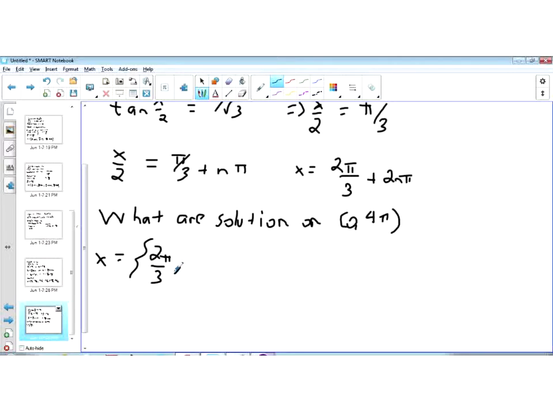So if n is equal to 0, we have 2 pi over 3. If n equals 1, we'll have 8 pi over 3. As long as we're less than 12 pi over 3, we're good. If n equals 3, we'll have 26 pi over 3, so that's as far as we can go. Okay. All right.